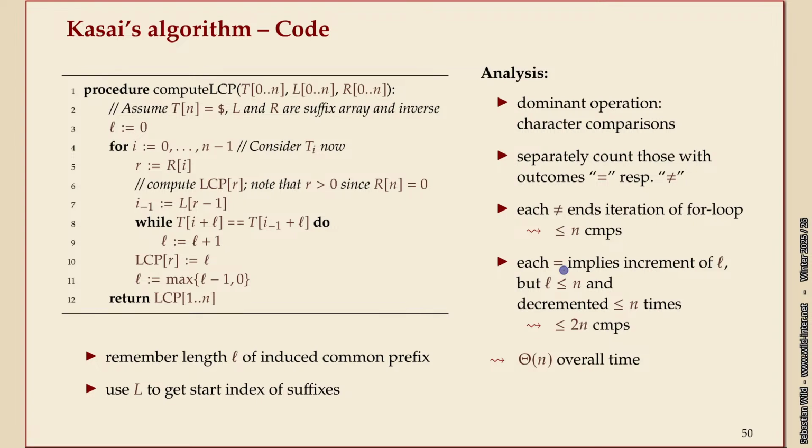The ones that come out as equal, there may be many, but they always increment L. And L always remains below n and is decremented only by 1 here. So you can't increment it by more than n overall. I guess 2n overall, right? Yeah. You increment it once here, you decrement it once here. At most 2n for sure. So you have a linear number of character comparisons in the entire algorithm. So the entire algorithm is linear time as well.